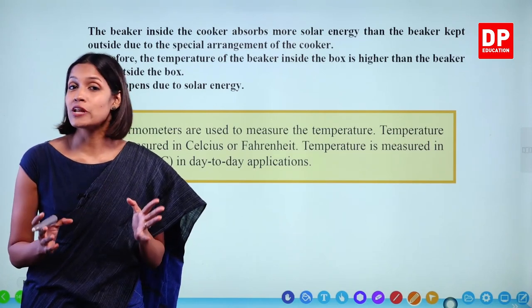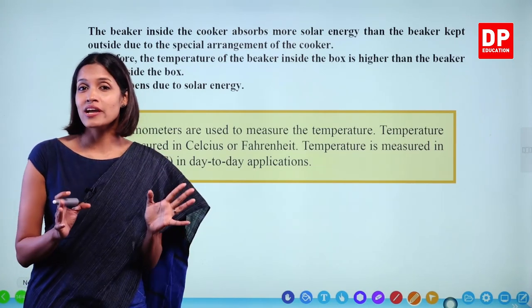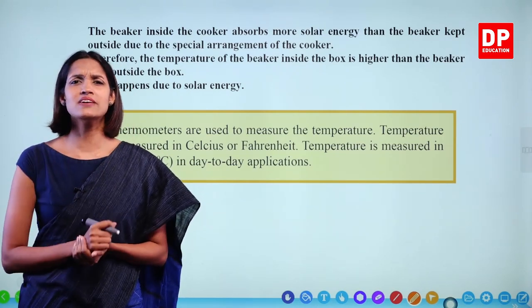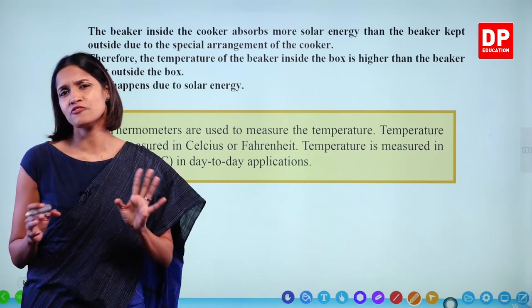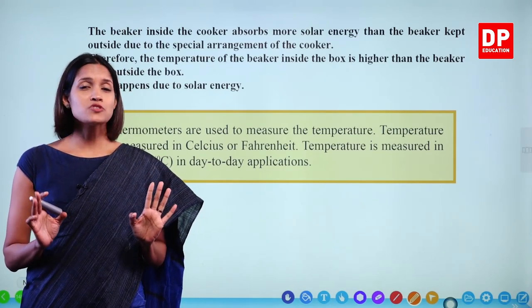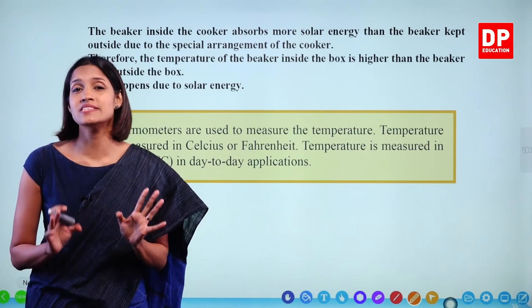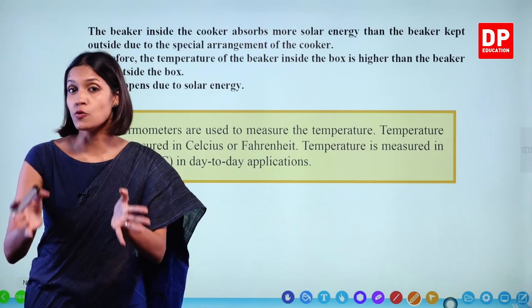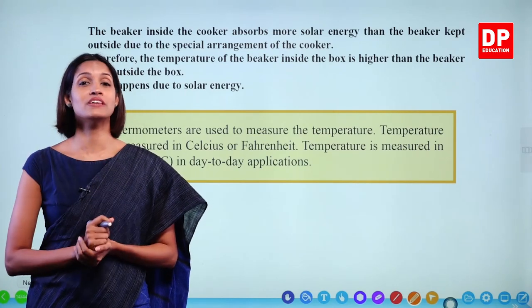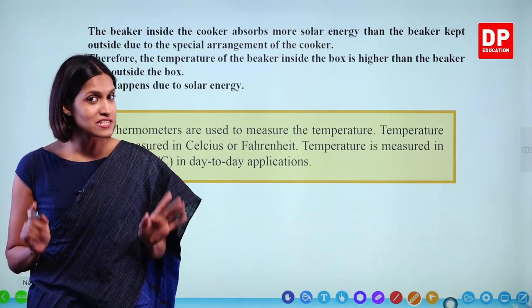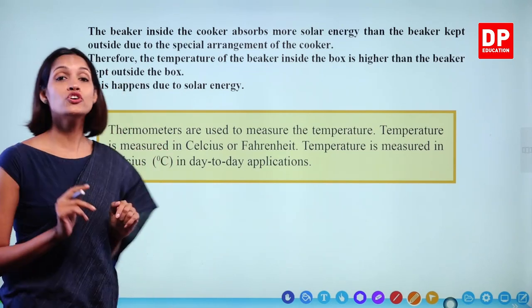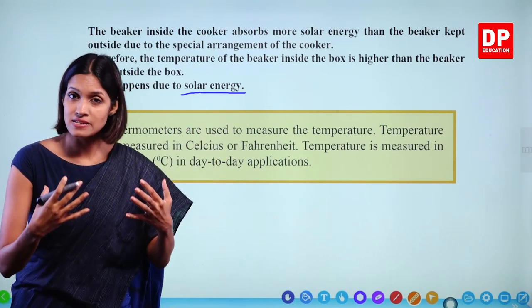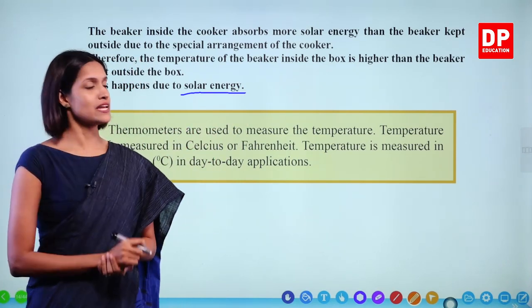So before you take the solar thermal cooker outside, you can keep it inside somewhere, then you can do this activity and check whether there is a difference between the temperatures after about 15 minutes. Okay, so you will realize there is no difference. It will be the same. You will realize that only when you keep the solar thermal cooker outside, you can see the differences in these temperatures. Understand, children? So this happens due to solar energy. So it's very clear that the sun also has a certain type of energy, and this is known as solar energy, right?